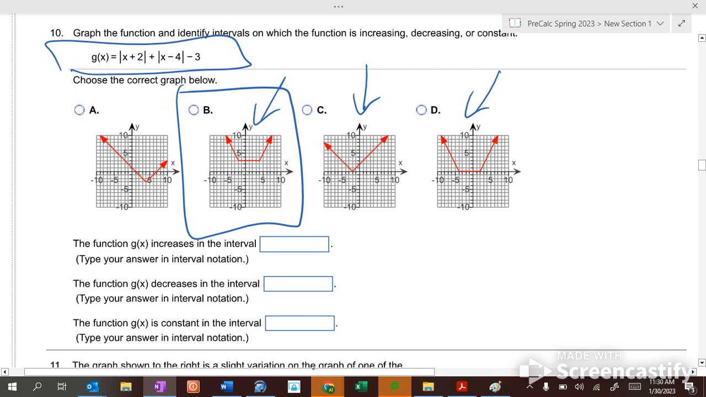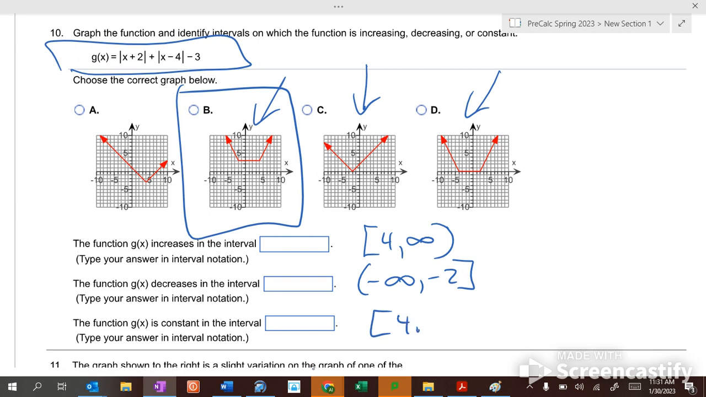Where is it increasing? Well, once we get to 4, it's increasing, right? So it's from 4 to infinity. Where is it decreasing? Well, it's decreasing until negative 2. So it's negative infinity to negative 2. And where is it constant? From negative 2 to 4.